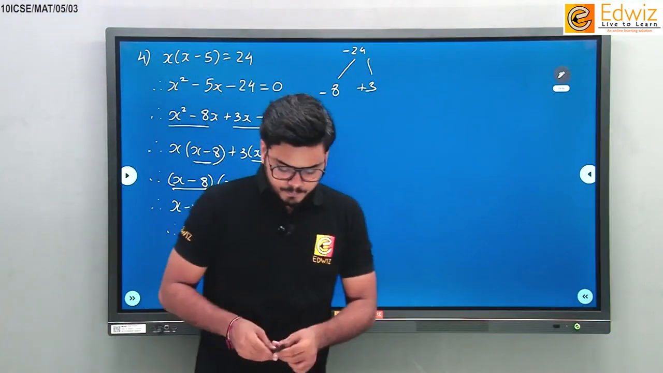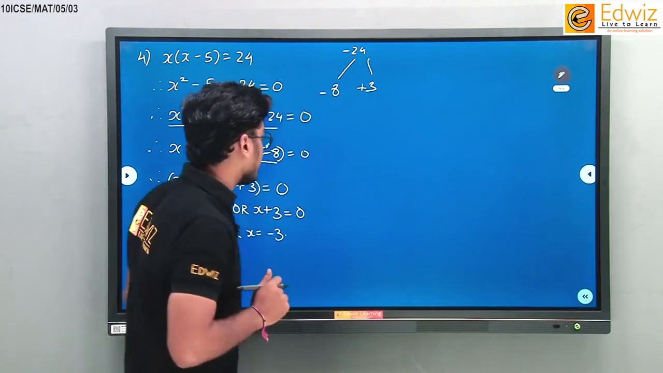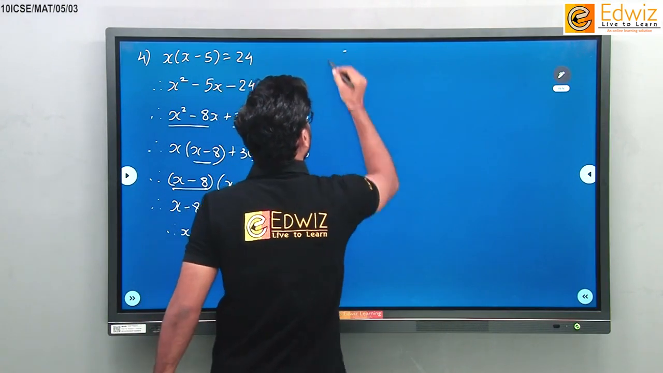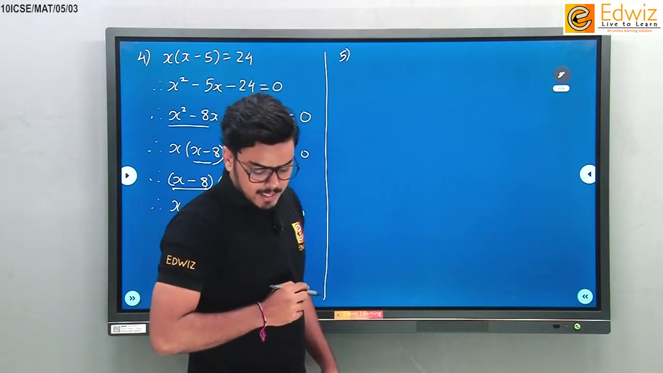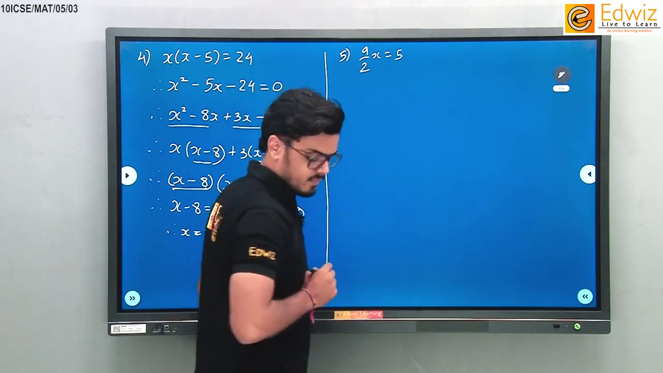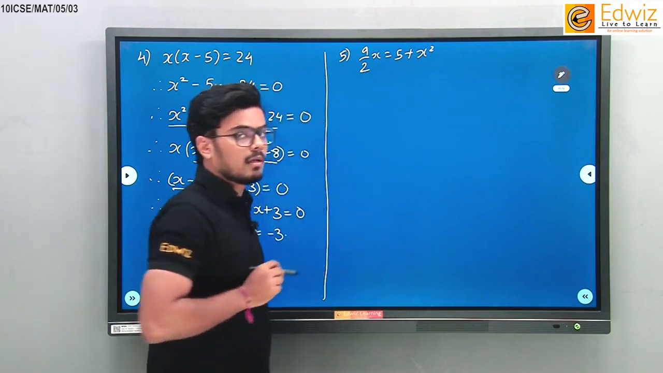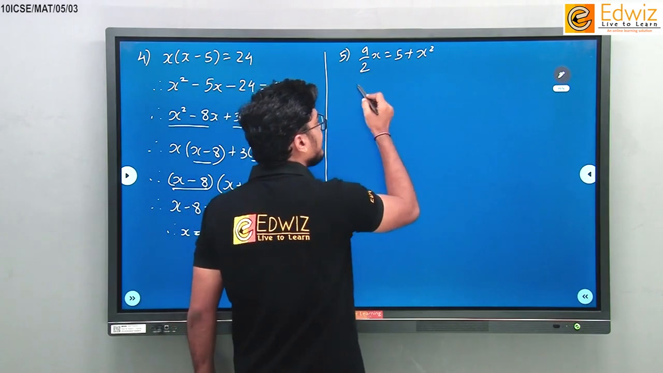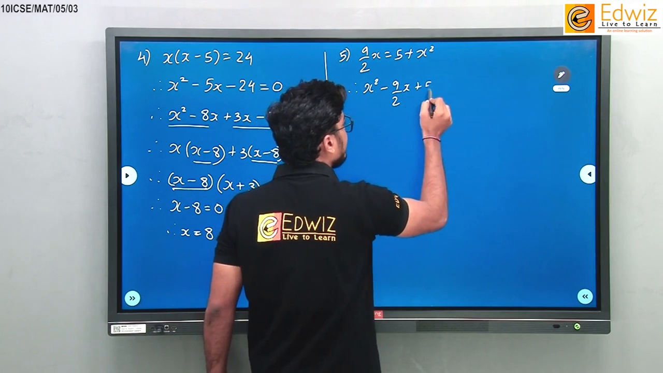Okay students, moving on to the next equation that we have, question number 1, fifth one. Okay, the fifth equation here is 9 upon 2x equal to 5 plus x square. Okay, this is the next equation. Now, first job, bring it to its standard form. Shift this 9 upon 2x on the left side. You will get x square minus 9 upon 2x plus 5 equal to 0.